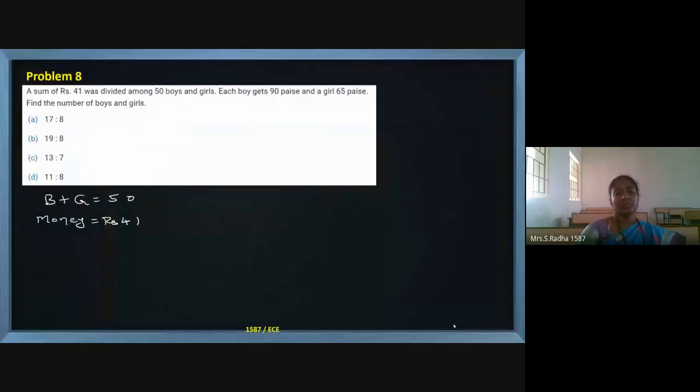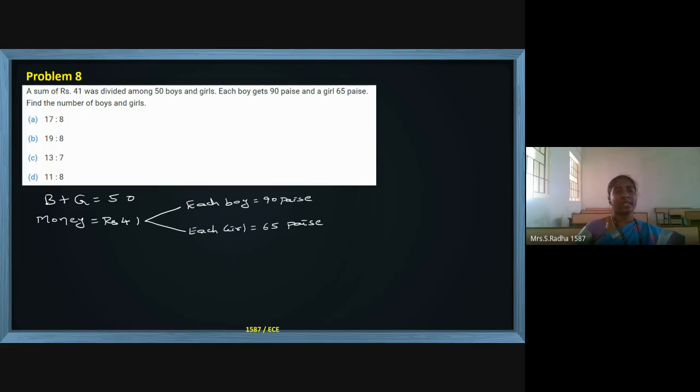So the total number of boys and girls is 50. The total money we have is 41 rupees, and it is divided among boys and girls. Each boy is going to get 90 paisa, and each girl is going to get 65 paisa. This may be 100 years back, because nowadays we don't value this. It may be long back.